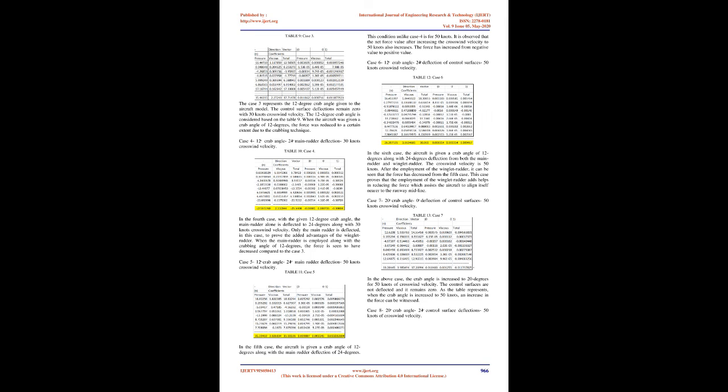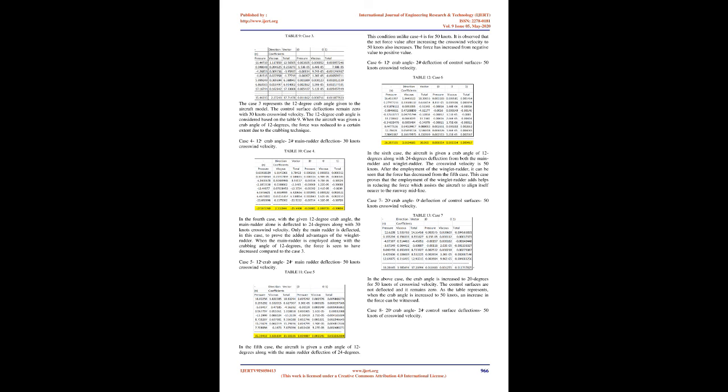Case 5. 12 crab angle, 24 main rudder deflection, 50 knots crosswind velocity. Table 11, Case 5. In the fifth case, the aircraft is given a crab angle of 12 degrees along with the main rudder deflection of 24 degrees. This condition, unlike Case 4, is for 50 knots. It is observed that the net force value after increasing the crosswind velocity to 50 knots also increases. The force has increased from negative value to positive value.